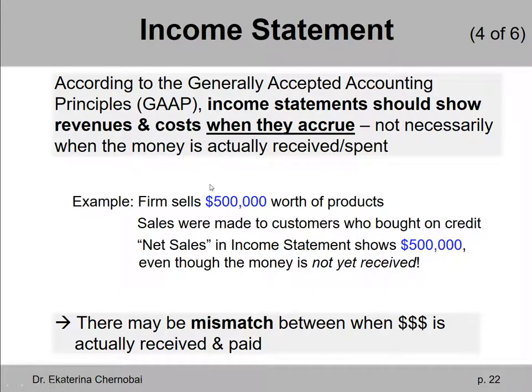So the answer is the full amount. And so it's good to keep in mind that little detail, that this does not necessarily reflect the true amount of cash that was collected during that year.